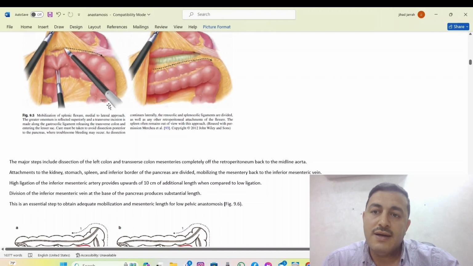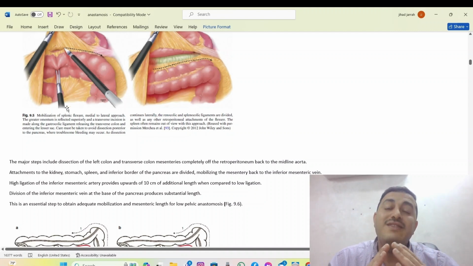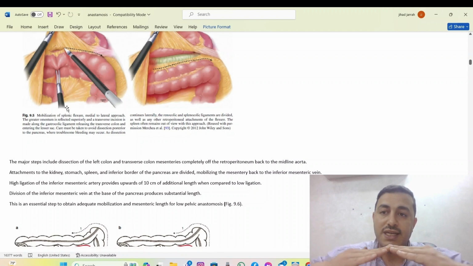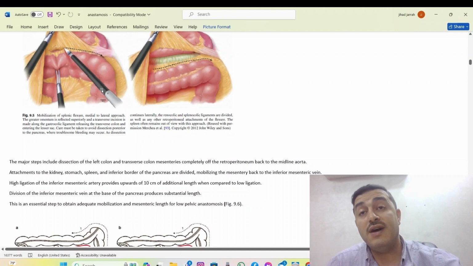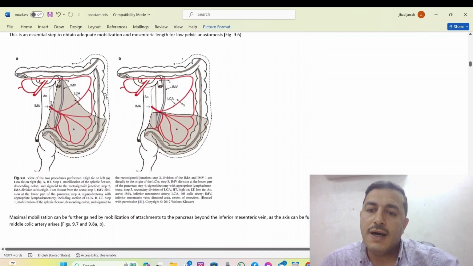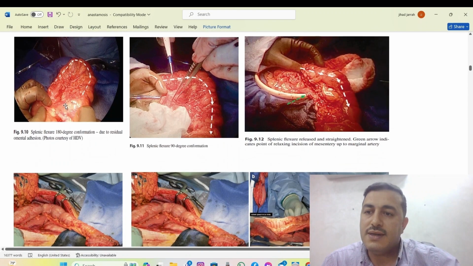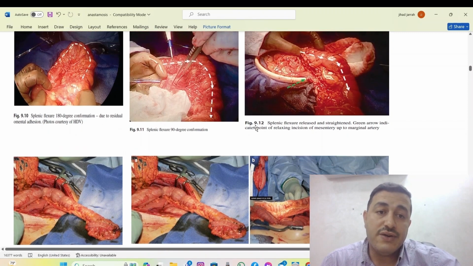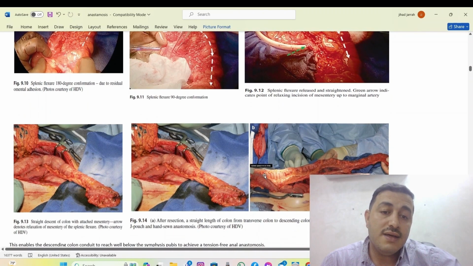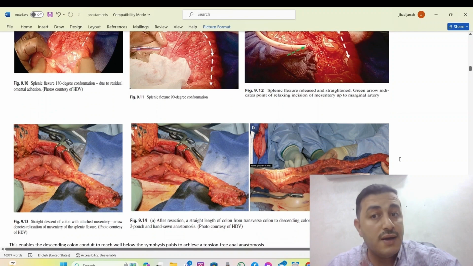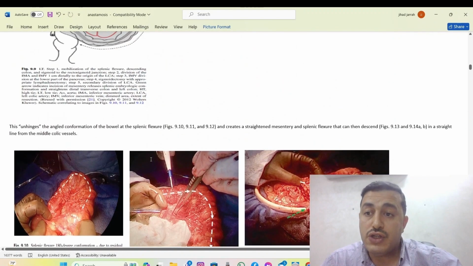Do you see this angle? It's 90 degrees. It could be even 180 degrees, and unhinging or straightening of this flexure will give us additional length to reach. You can see here, this is the splenic flexure. This is a 180 degree conformation, and ultimately after releasing, you can see it's straight and can reach to the distal part of our GI system.